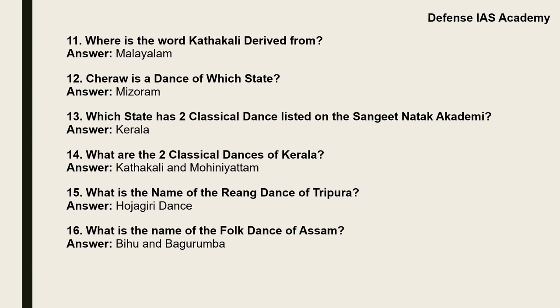You have that question here as, what are the two classical dances of Kerala? It's Kathakali and Mohiniyattam. What is the name of the rain dance of Tripura? It is called Hojagri dance. Next, what is the name of the folk dance of Assam? Assam's important folk dance is Bihu, and you have Bagurumba too. Bihu and Bagurumba are the folk dances of Assam.